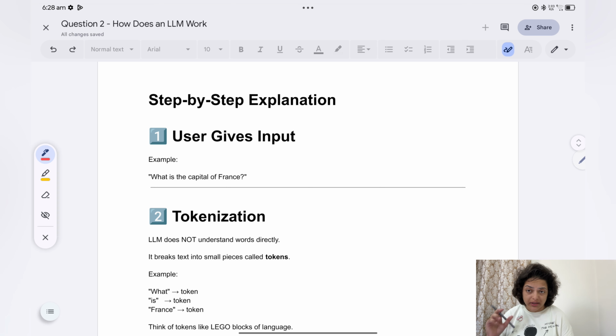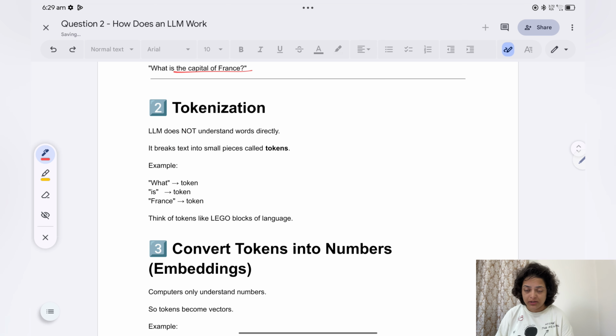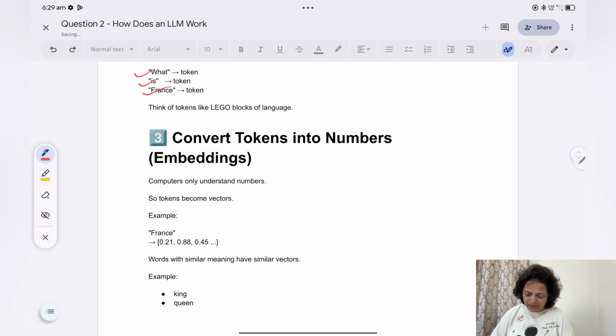Now, the step by step explanation. In the first step, the user gives the input, like what is the capital of France. The second step is tokenizing. An LLM does not understand words directly; it breaks text into small pieces called tokens. Whatever we just saw in the diagram, we are seeing here. Think of tokens like Lego blocks of language.